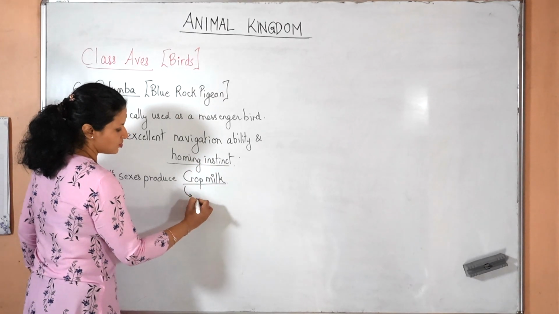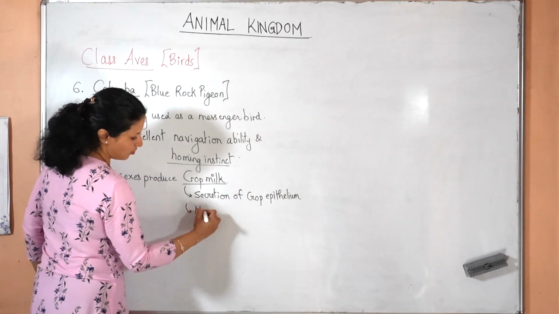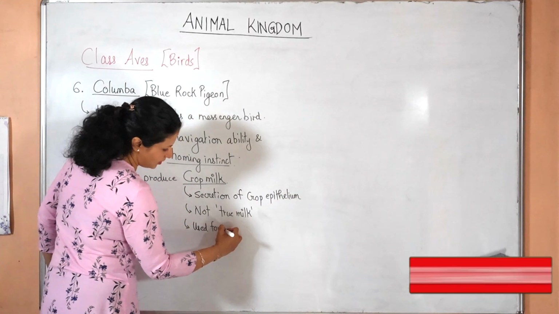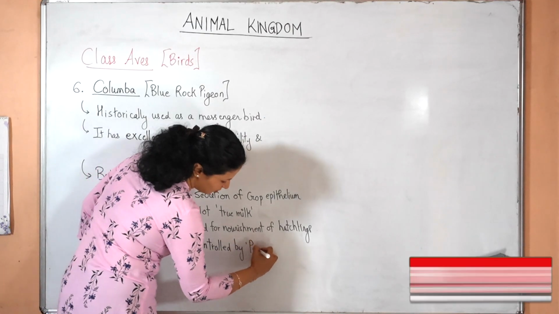Produce crop milk, which is a secretion of crop epithelium. It is not true milk, used for nourishment of hatchlings, controlled by prolactin hormone.